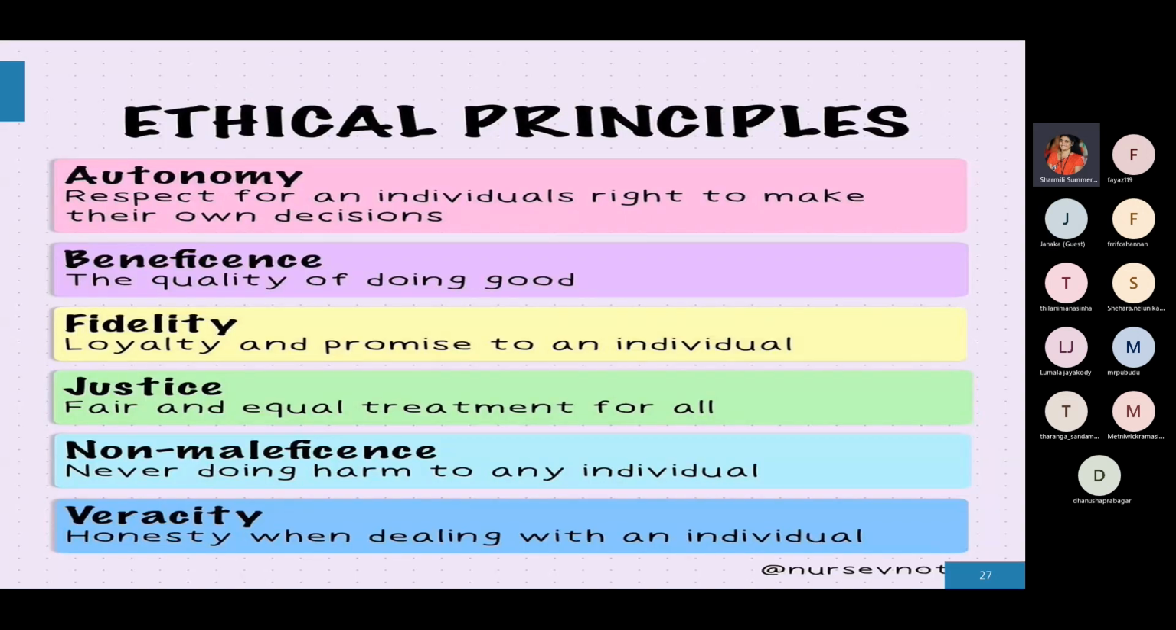Okay, these are the ethical principles. Normally we have six ethical principles: autonomy, beneficence, fidelity, justice, non-maleficence, and veracity. Autonomy means respect for an individual's right to make their own decisions. You need to respect the decisions made by the other person. If you take any decision of your own, I need to respect it, whether it is good to me or not.